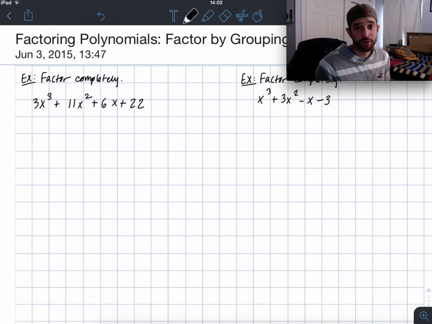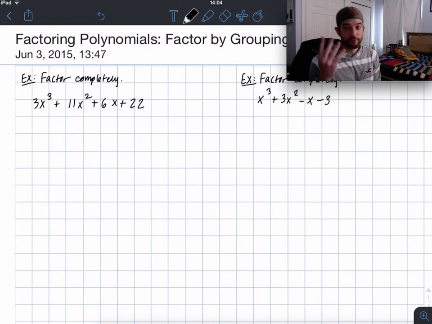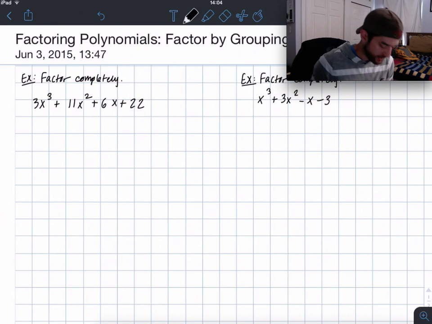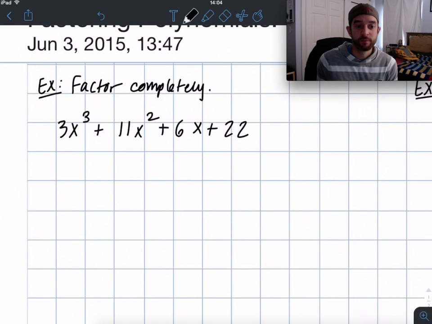Now, factoring by grouping is usually done when you have a four-termed polynomial with a degree of 3. So a cubic polynomial with 4 terms. Usually. We'll see one later that doesn't. So in this setup here, we have 3x cubed plus 11x squared plus 6x plus 22.